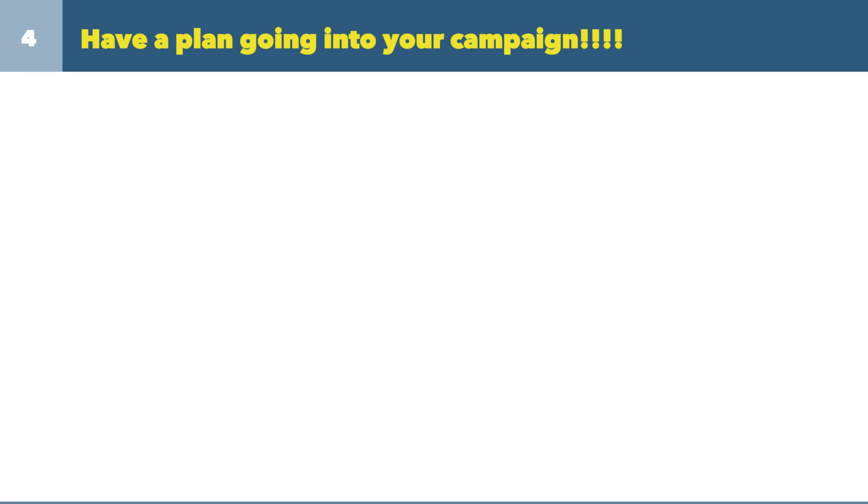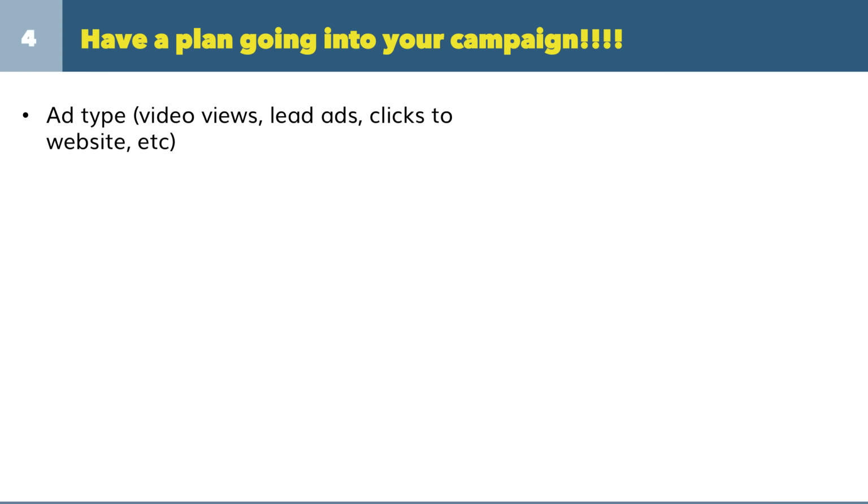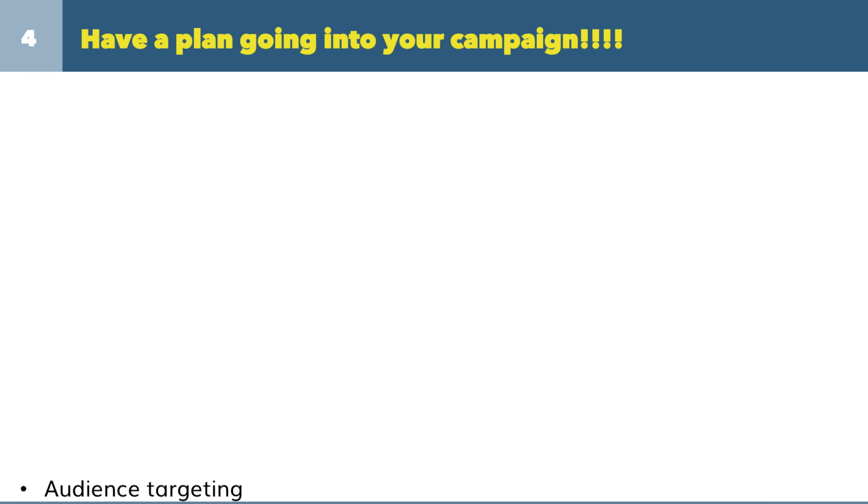So finally, have a plan going into your campaign. Know what type of ad type you want to run. If you want to get video views, like I said, or leads, know ahead of time. Don't go in there and start playing around and testing different ad types. Know what you want to do beforehand. Again, know your audience targeting. Know who your audience is before you start running this campaign.